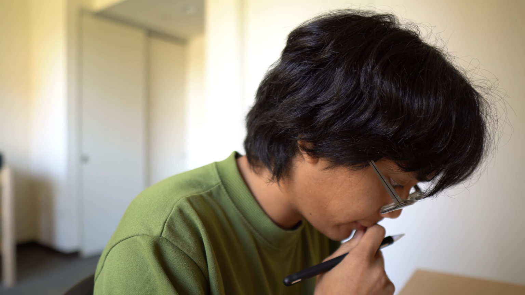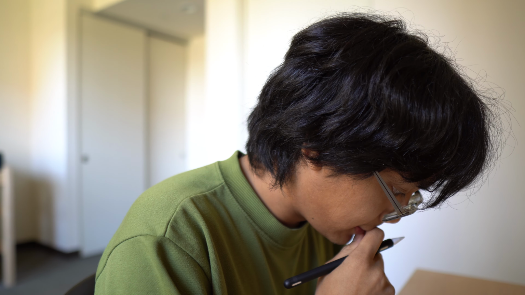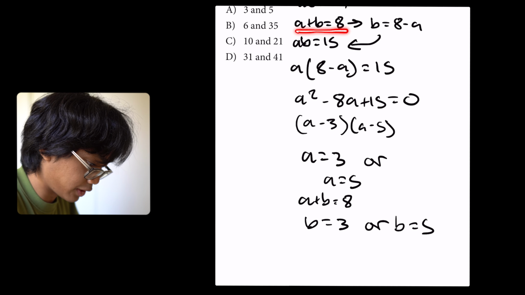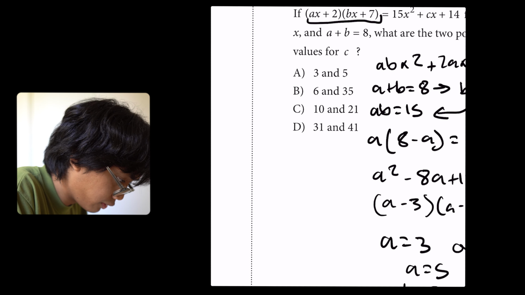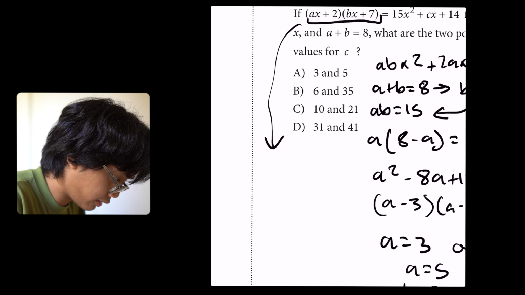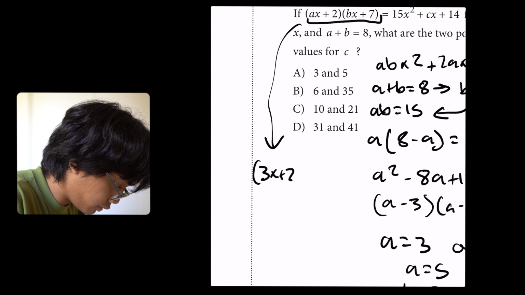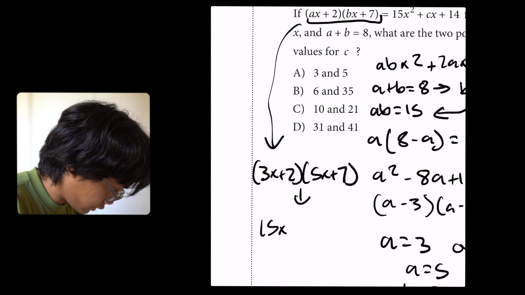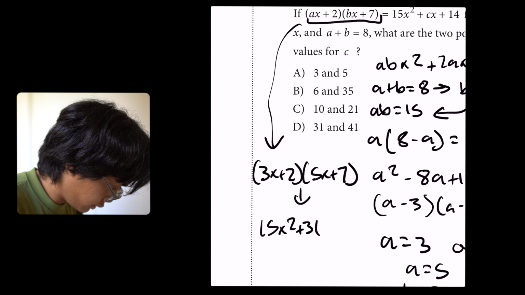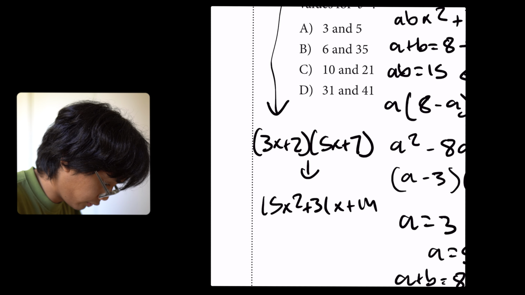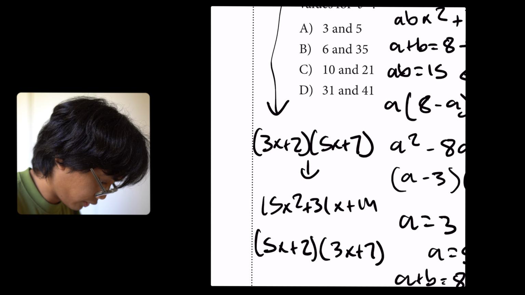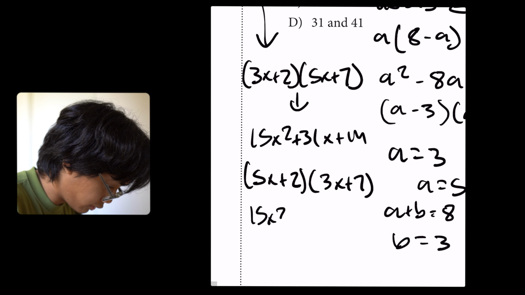We still need to find values for c. So if we do a equals 3 and b equals 5, which would make a plus b equals 8 true, we can go back here and do 3x plus 2 times 5x plus 7, and that will factor out to 15x squared plus 31x plus 14. And then you could alternatively do 5x plus 2 and 3x plus 7, which will factor to 41.